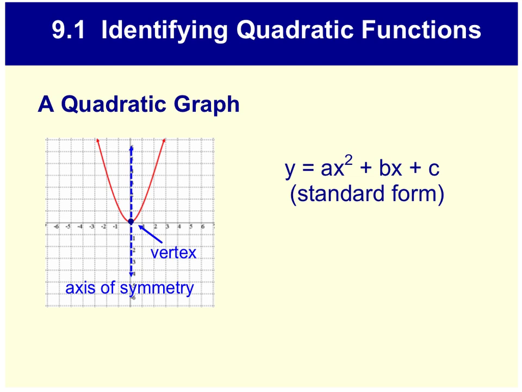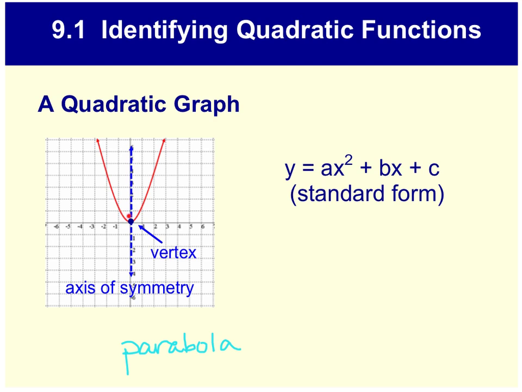So a quadratic graph, if you have not seen one before, this is what a quadratic graph looks like. Instead of drawing your straight linear lines that we've been working on in all of our graphing, now we're going to have graphs that look like this. This is called a parabola. Maybe I'll write that down here. It's a parabola. It's a U-shaped graph.